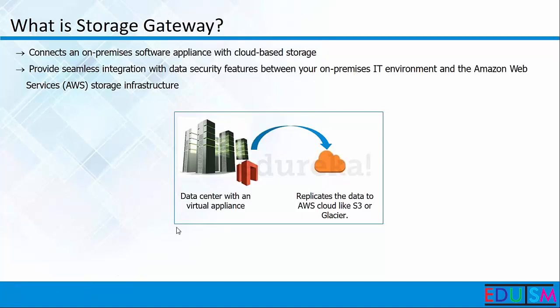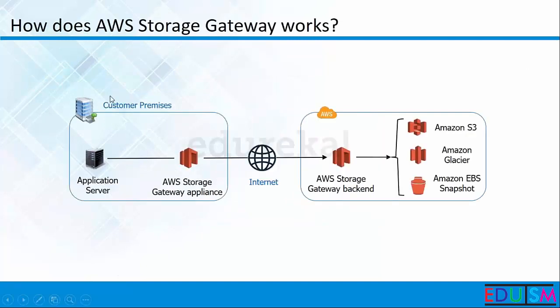Okay. So in data centers, we have a virtual appliance that basically connects to the cloud, and the data can be uploaded on S3 or Glacier. All right. So how does Storage Gateway work? That's a good question. In the diagram, you can see that in our data center.